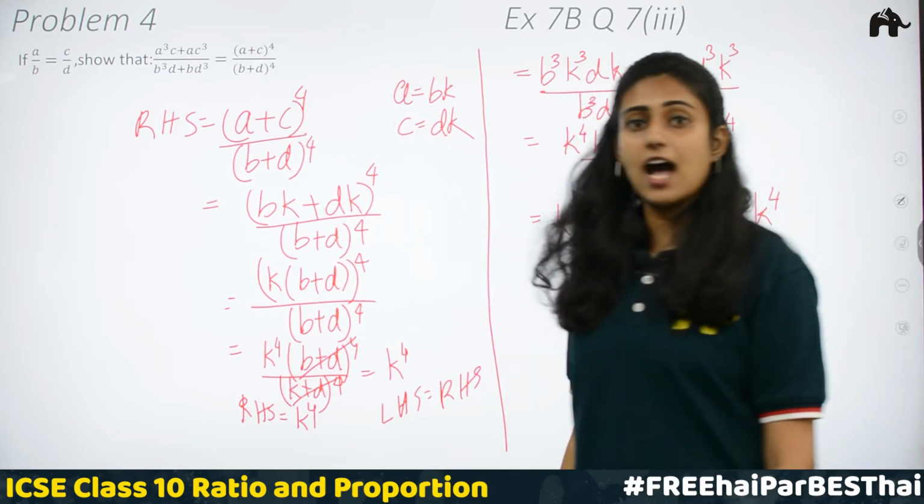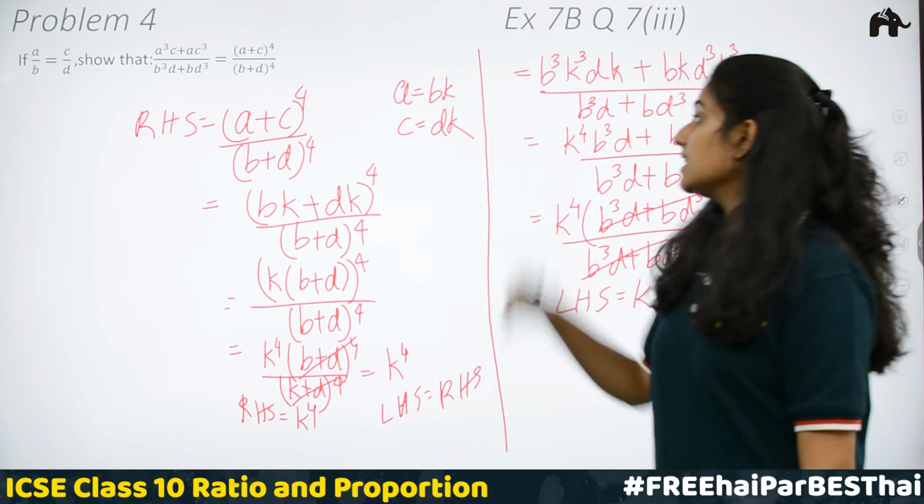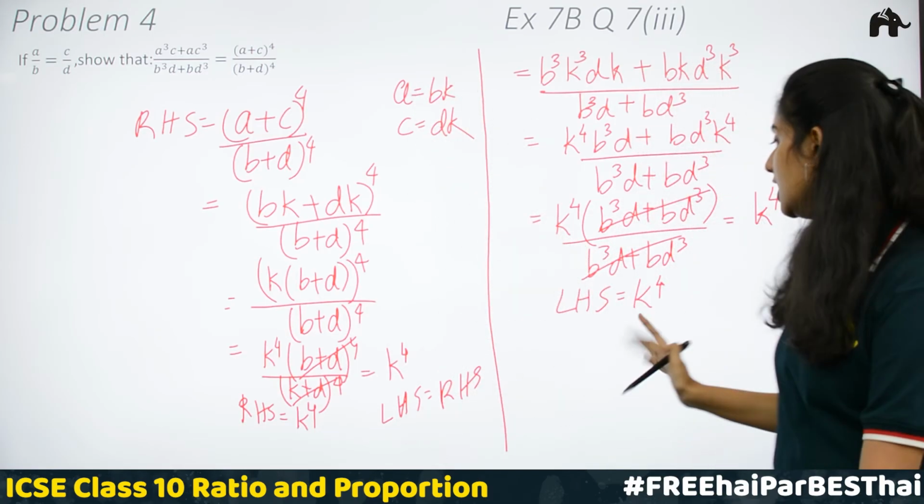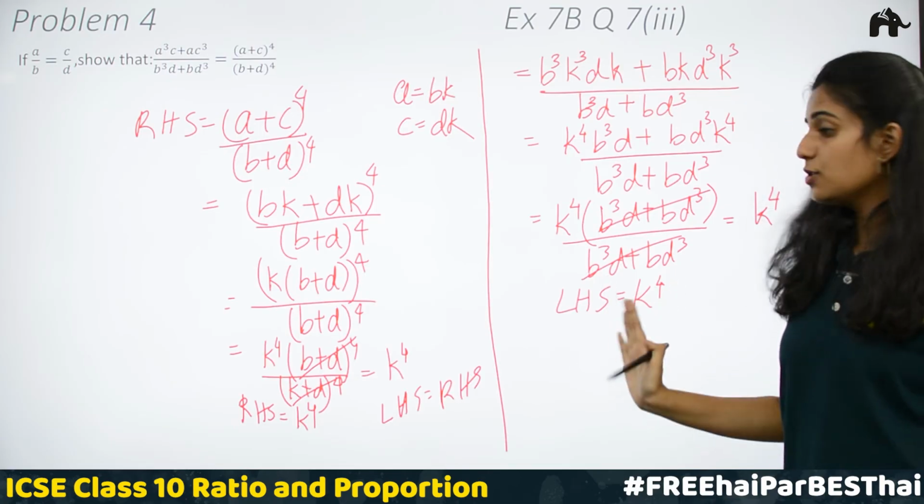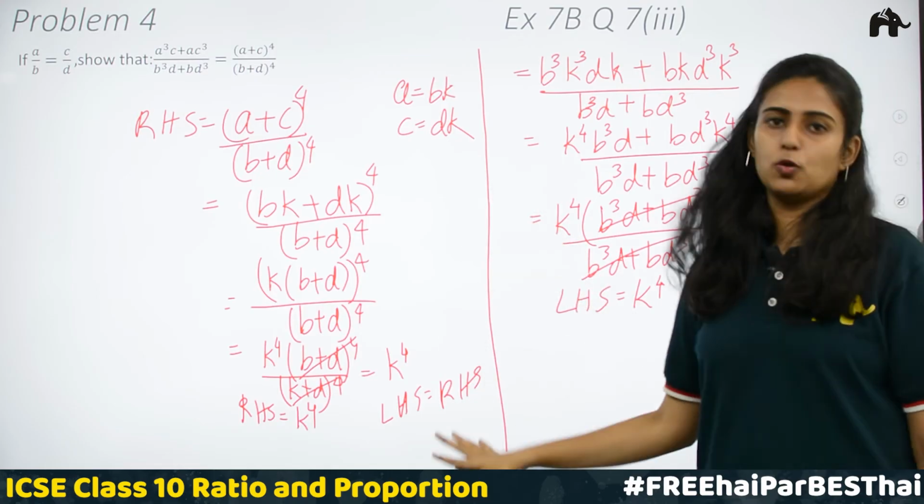Taking LHS and RHS separately and putting a is equal to bk and c is equal to dk, we reached LHS is equal to k raised to 4 and RHS is equal to k raised to 4, and proved.